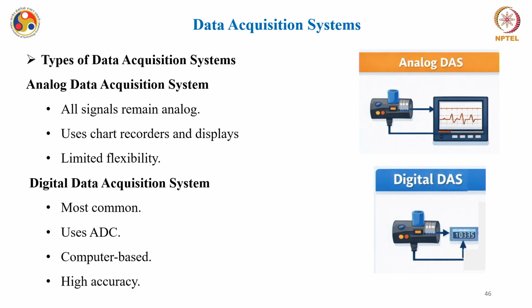Then there is another classification of data acquisition systems: analog data acquisition system and digital data acquisition system. We will see the analog data acquisition system and digital data acquisition system in more detail in our next class, but in brief, in an analog data acquisition system, all signals remain analog and they use chart recorders and displays. They have limited flexibility. You may have to face difficulties with cross analysis and other things. We'll see them in detail.